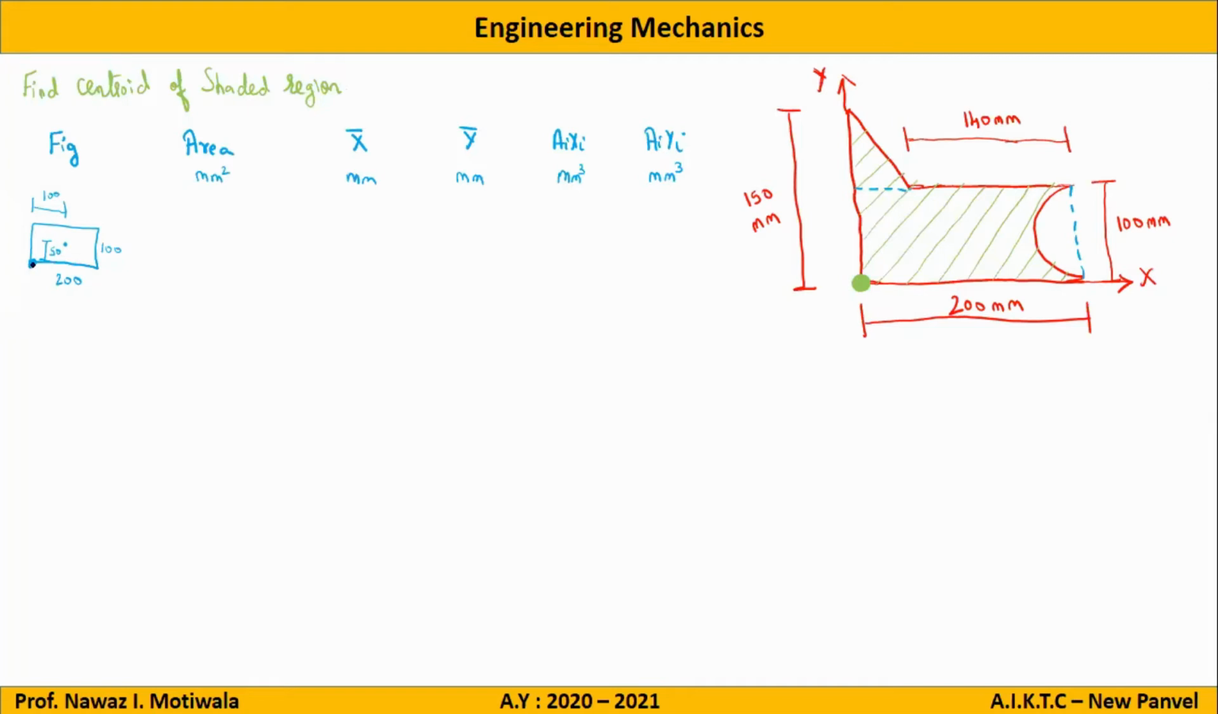Now locate this point in our main diagram. So this point and this point is one and the same. Is it correct? Both the points are same? Yes, sir. So if both the points are same, there is no need to add or subtract anything. Directly I will write x bar is equal to 100, y bar is equal to 50, and area will be 200 by 100, which will be equal to 20,000. So let us move to the second part.